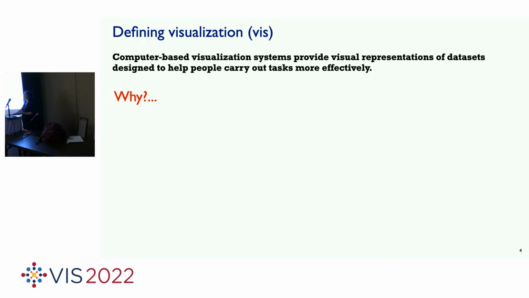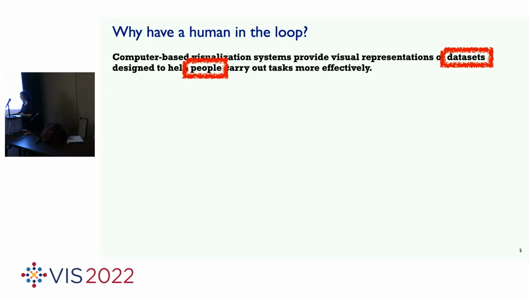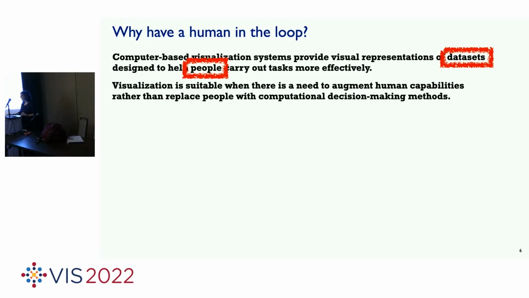Okay, what's interesting about that definition? Why have I defined that the way I have? So for one thing, there's this idea that we're visualizing because we need to have a human in the loop, that there's some idea that data and people should go together. And in particular, visualization is most suitable when you're trying to augment the capabilities of a human rather than replace people with purely computational decision-making methods.